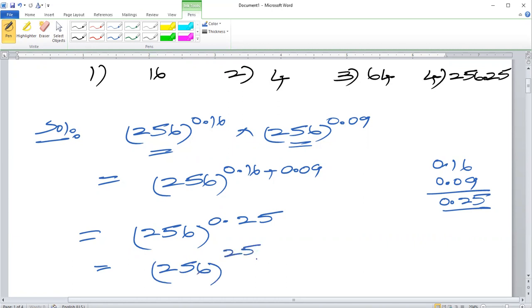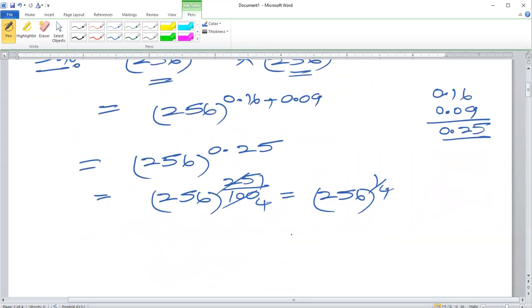0.25 we can write as 25 by 100. So 25 by 100 is nothing but 1 by 4, 25 ones and 25 fours. So 256 whole to the power of 1 by 4, right? So now we can write this as 16 into 16 is 256, right, whole to the power of 1 by 4.